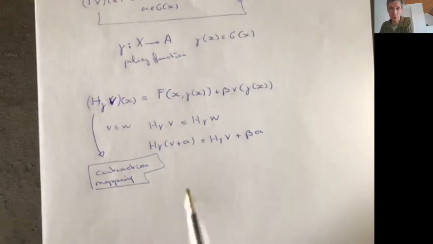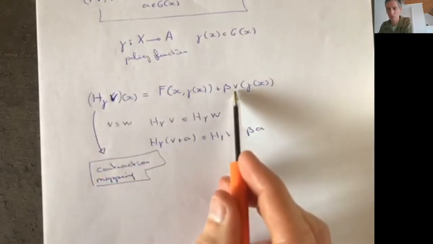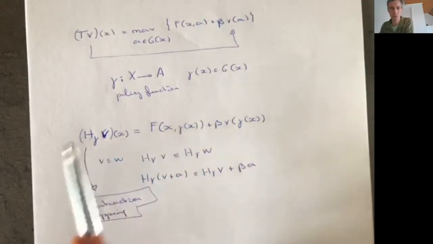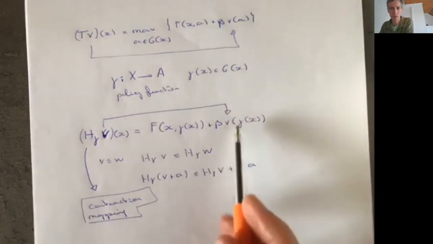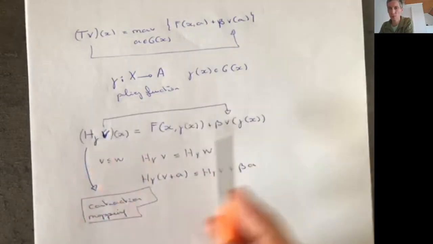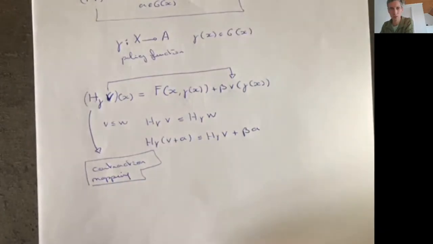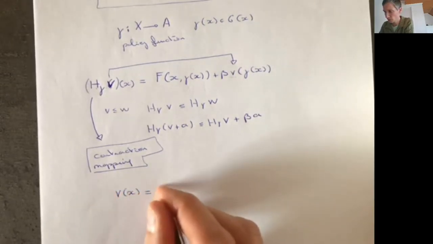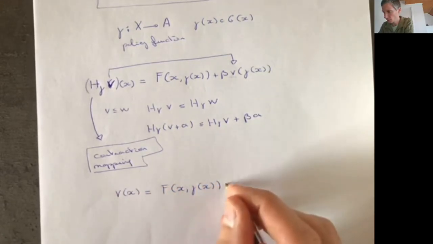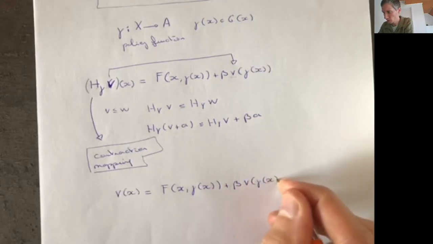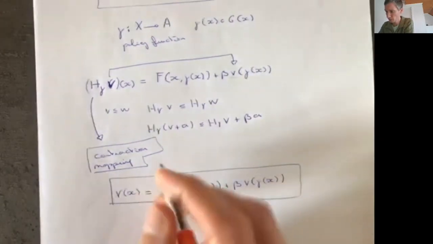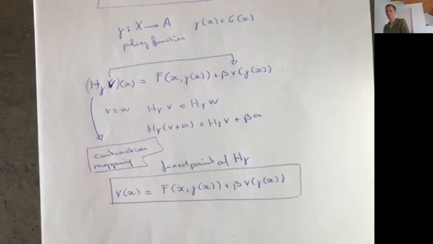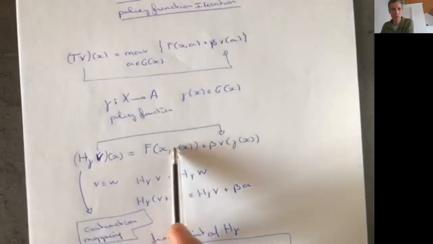If you have a contraction mapping, you can start with any function V and a policy function gamma. Here gamma is fixed, and you can compute the iterate of V, substitute it back into the function, compute a new one, and so on, and this will converge to the fixed point. What will this fixed point satisfy? V of x is equal to f(x, gamma(x)) plus beta V(gamma(x)). So this is the fixed point of H gamma.